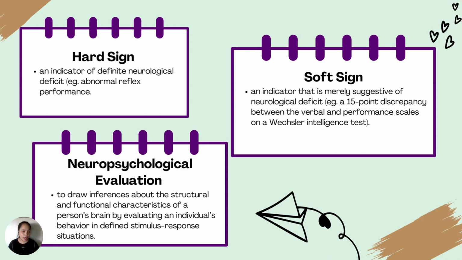Now, neuropsychological examination. In neuropsychological examination, there are two signs, the hard sign and the soft sign. Now, a hard sign is an indicator of definite neurological deficit. Abnormal reflex performance is an example of a hard sign, while a soft sign is an indicator that is merely suggestive of neurological deficit. An example of a soft sign is a 15-point discrepancy between the verbal and performance scales on a Wechsler intelligence test. Now, signs, either hard or soft, and the symptoms may be present in case history data or may present themselves during interviewing or testing or be evident in the test results.